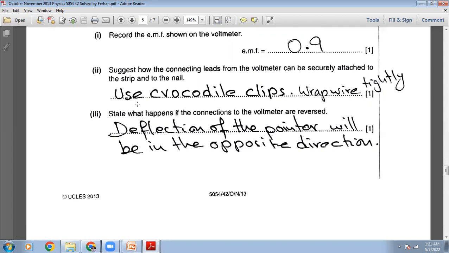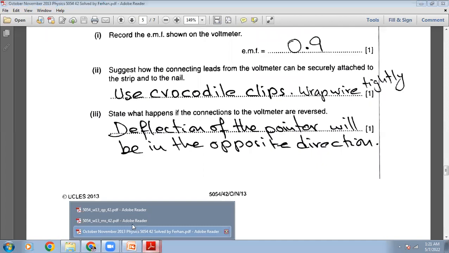Wrap the wire tightly with the crocodile clip. And then the question: state what happens if the connections to the voltmeter are reversed.